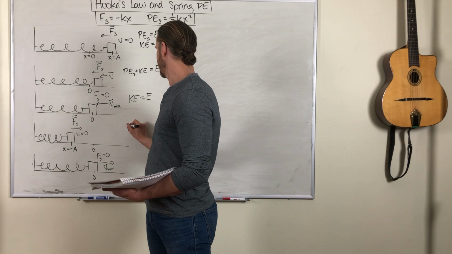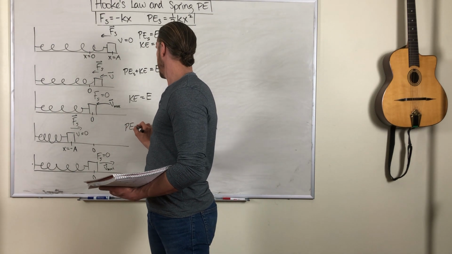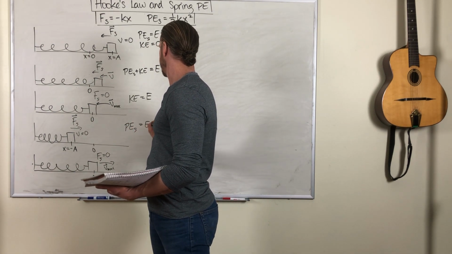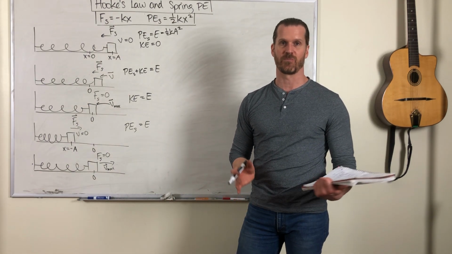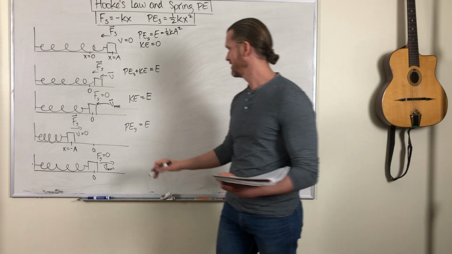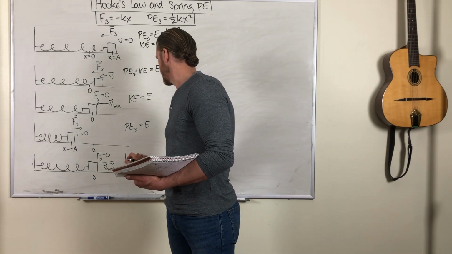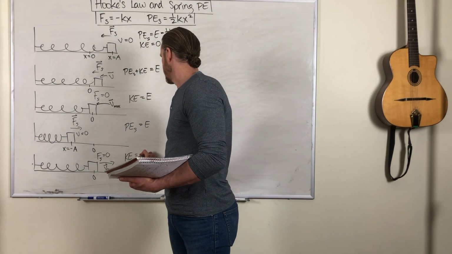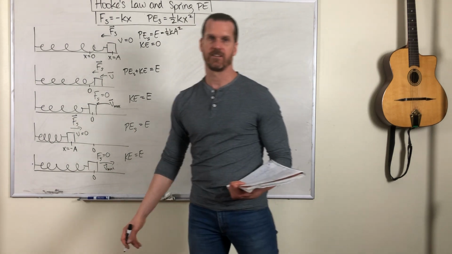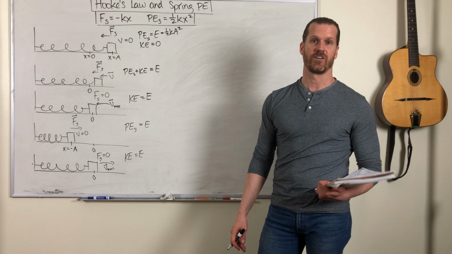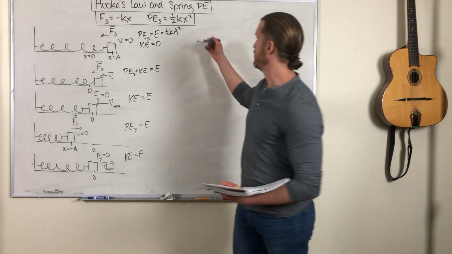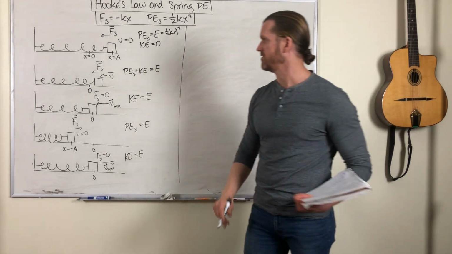In this picture, all the energy is potential. The block is momentarily stopped. The spring is at its maximum compression. And in this picture, again, all the energy is kinetic. The spring is at equilibrium, and it's not stretched or compressed, and it's moving at its fastest speed.